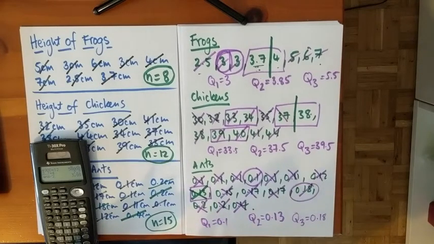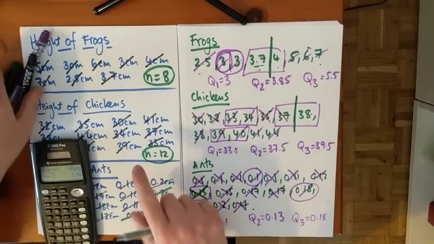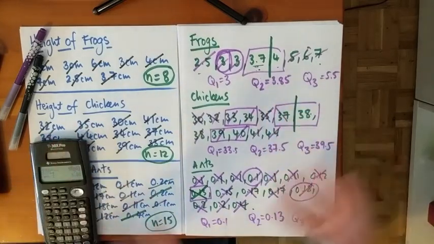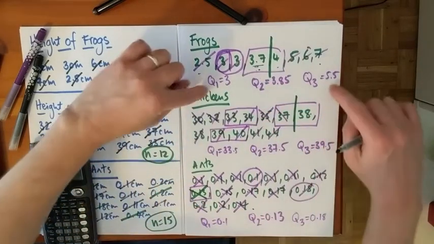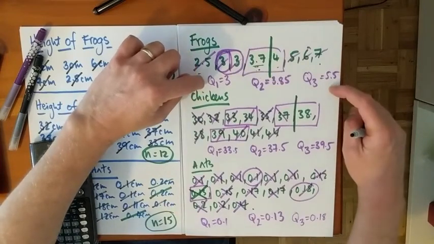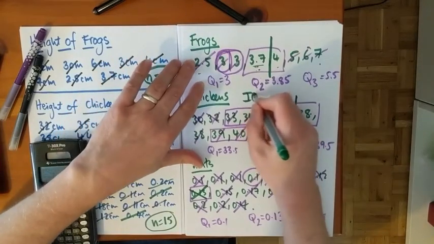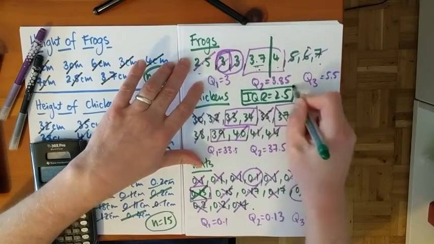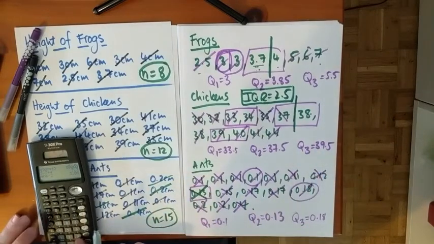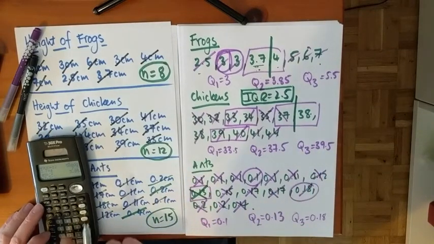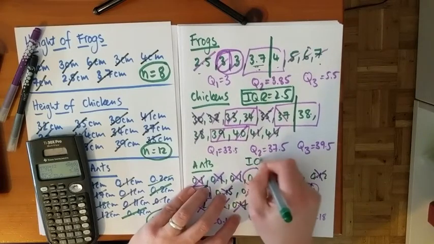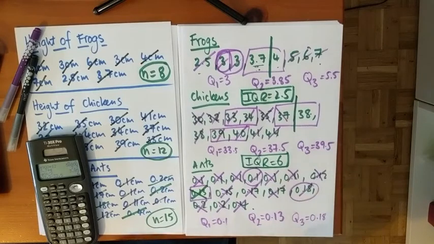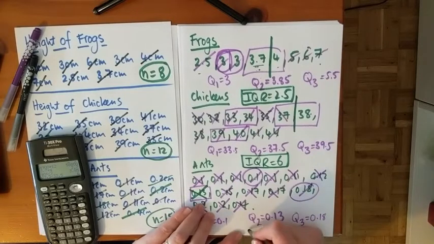Once I've got all the quartiles, which are the median of the lower half and the median of the upper half, I've also got the median of the entire group. I can then compare the different things. Here I can work out the interquartile range. It's the difference between Q1 and Q3. So for this one, the interquartile range is 2.5. That's for the frogs. For the chickens, the interquartile range is 39.5 minus 33.5, which is 6. And for the ants, the interquartile range is 0.08.